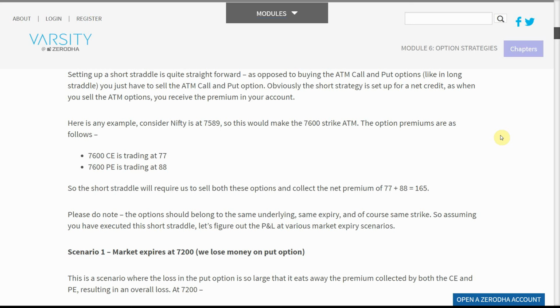Here is an example. Consider Nifty is at 7,589. So this would make the 7,600 strike ATM. The option premiums are as follows. 7,600 CE is trading at 77.